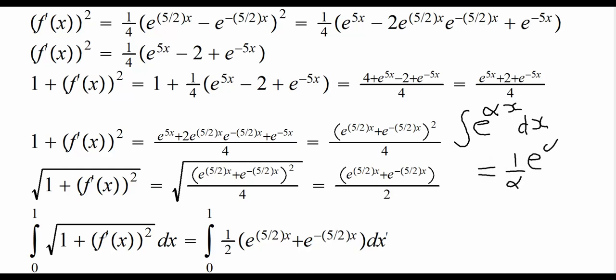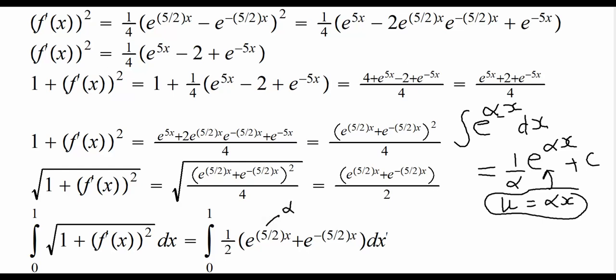1/alpha e to the alpha x, and of course plus a constant. So here this is 1/alpha, and as I said, alpha is a constant. I could have shown you the details by taking u equals alpha x. This is a little substitution rule that you can work on to obtain this quantity. So in this case, what happens? Alpha is 5/2, and here the constant is -5/2. So when we carry this out, what will we get?